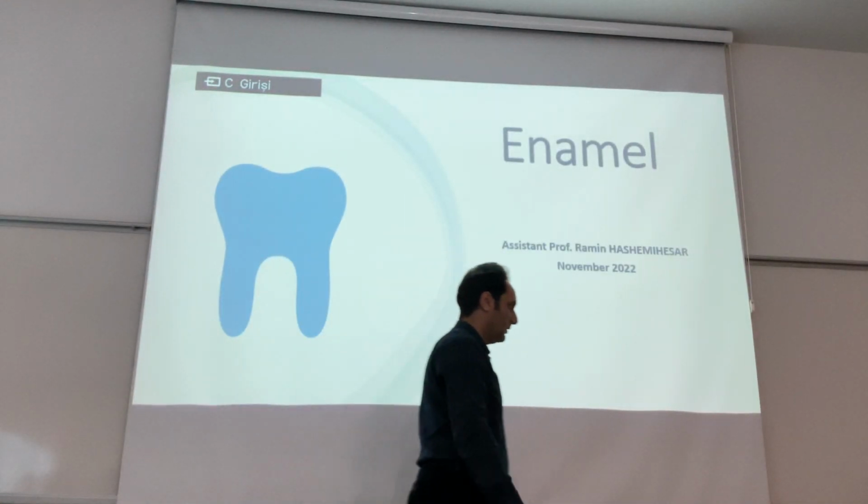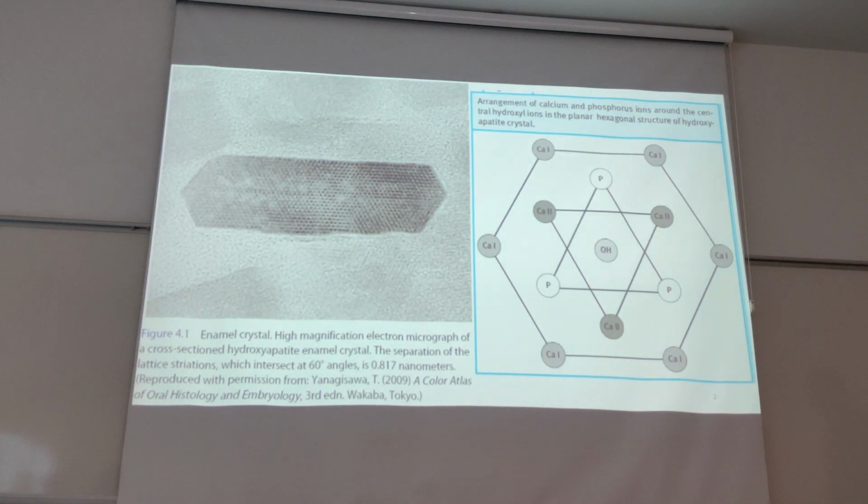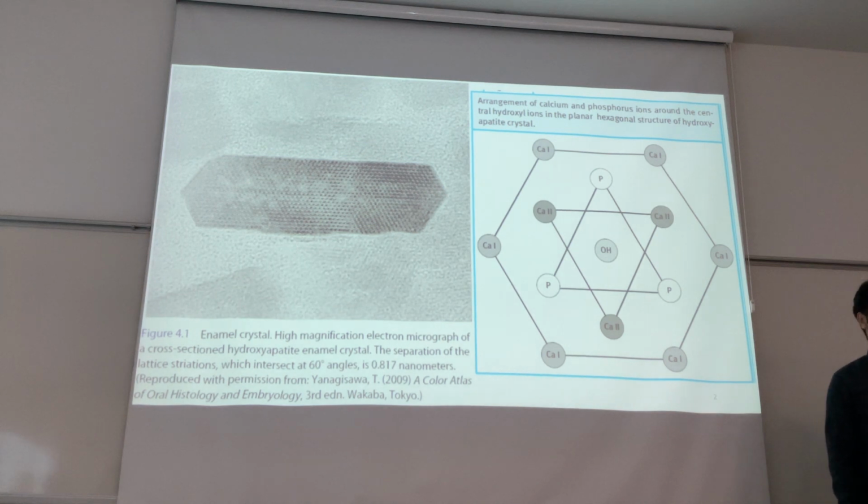Now we are going to talk about the enamel. What is the enamel? What do you think about enamel? You know the basic tissues, you know the connective tissue, special types of connective tissue, and epithelial tissue. What do you think about the structure of enamel? Hardest tissue in the body. What? Yes, hardest tissue in the body. Why is this tissue very hard?